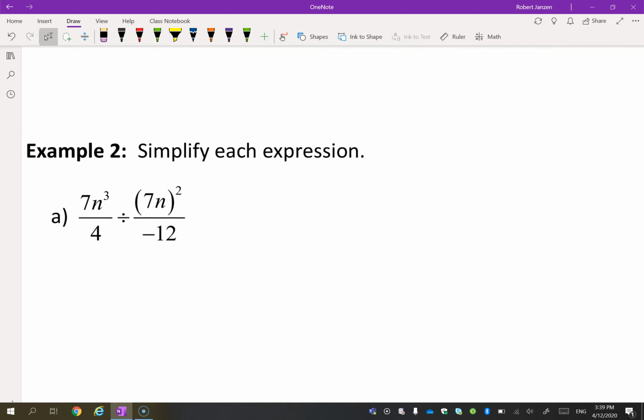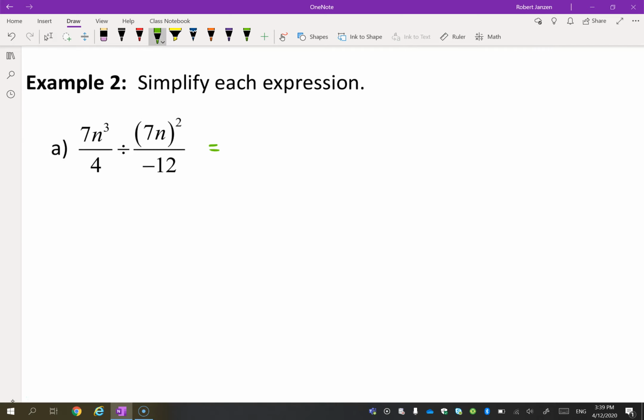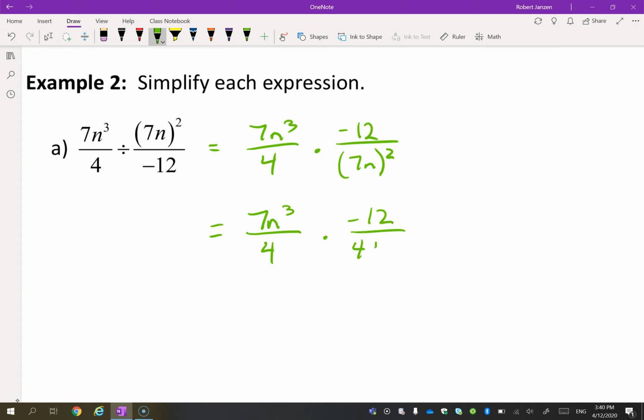Now, division. Again, just like we did with the fractions, your first step with division should be to rewrite it as multiplication. Okay? So I have 7n squared. Now be careful, this is not the same as this. So I'm going to rewrite that. I'm just going to take an extra step to simplify that denominator there. This is actually 49n squared.